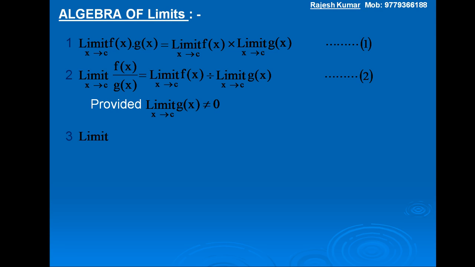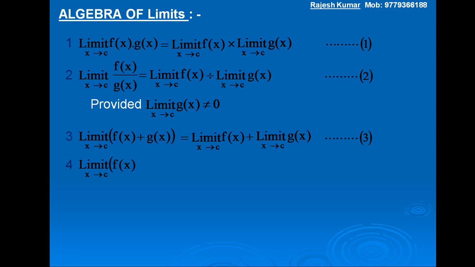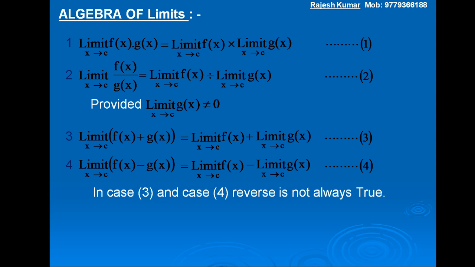Third, sum rule: limit x approaching c of f(x) plus g(x) is equal to limit x approaching c of f(x) plus limit x approaching c of g(x). This is equation number 3. Fourth, limit x approaching c of f(x) minus g(x) is equal to limit x approaching c of f(x) minus limit x approaching c of g(x). This is equation number 4. Now, in case 3 and case 4, the reverse is not always true.